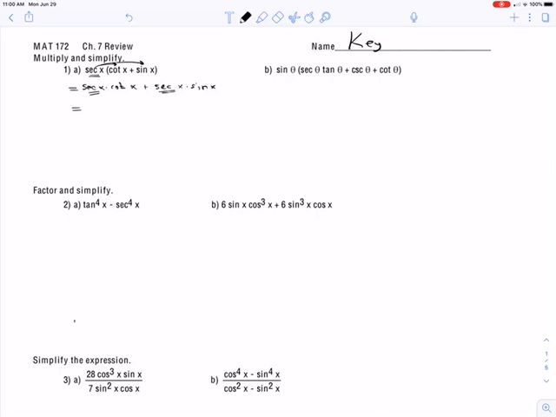All right, let's rewrite. I'll write it here on the side. Let's rewrite everything in terms of sine and cosine. So remember your identities. We're going to use our reciprocal identities, right? And our quotient identities. So let's write those down.